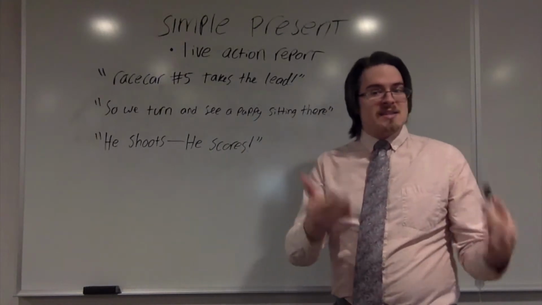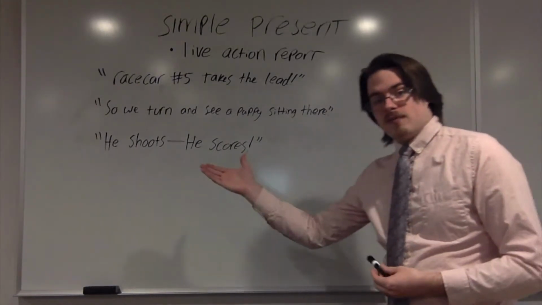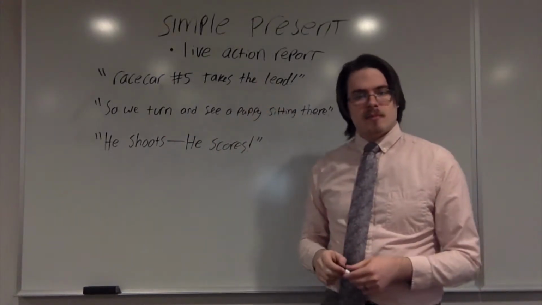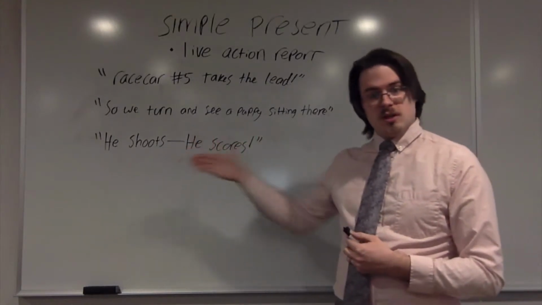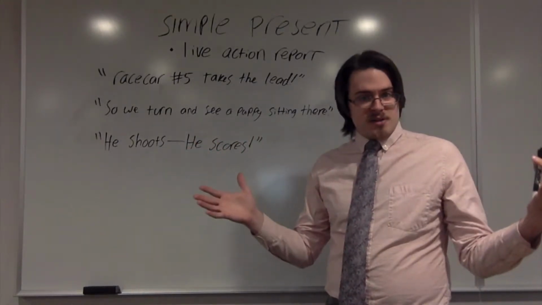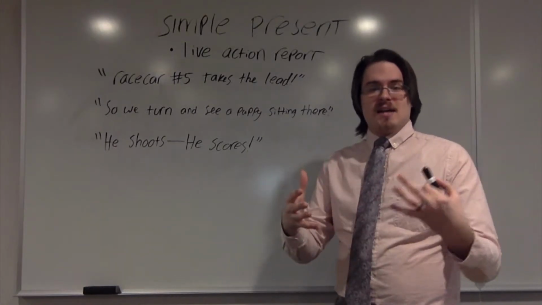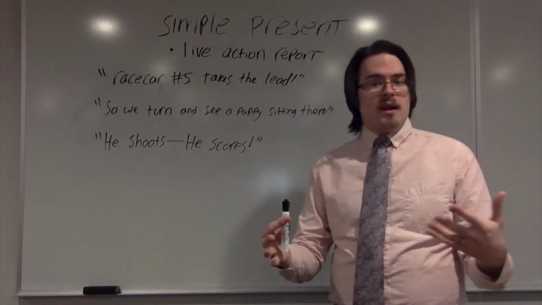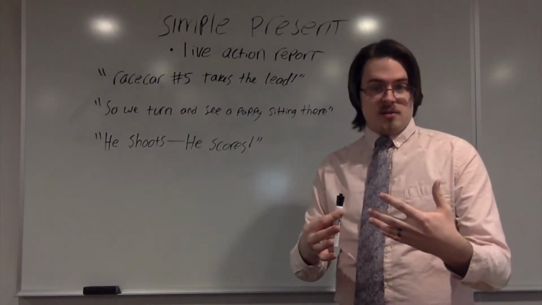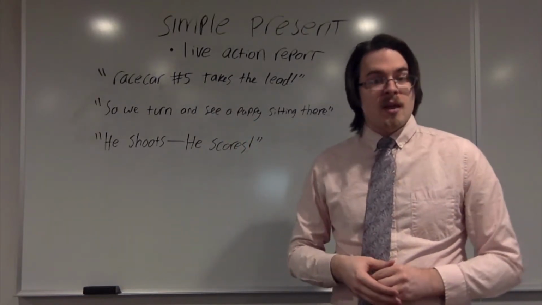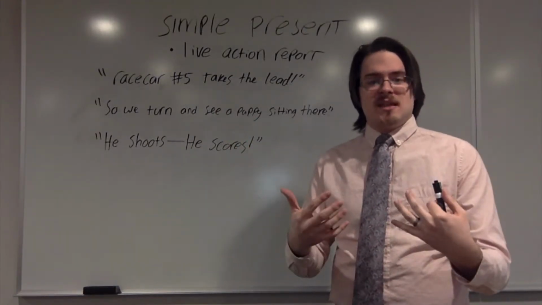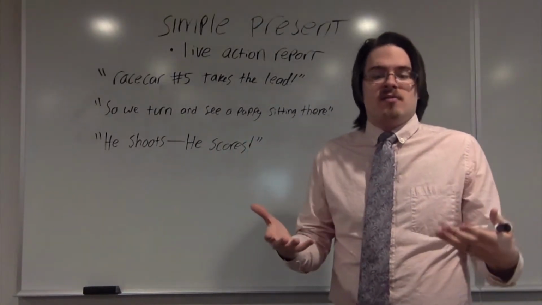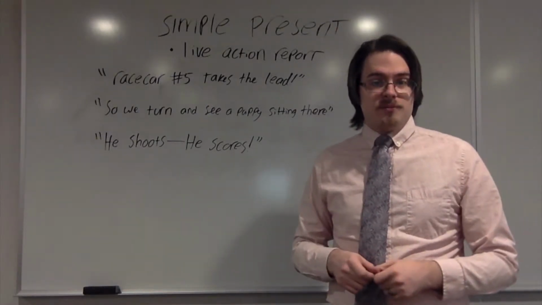So we turn around and see a puppy sitting right there. Here we have 2 simple present tense verbs. We turn and we see. And the third one we have, he shoots, he scores. 2 simple present tense verbs being used to emphasize the 2 actions taking place. Now note, 1 and 3 are reporting a live action sporting event, race cars and basketball. This is very common. The using of the simple present tense really kind of compacts the action down in a way that, in English, is how we convey vivid kind of reporting.